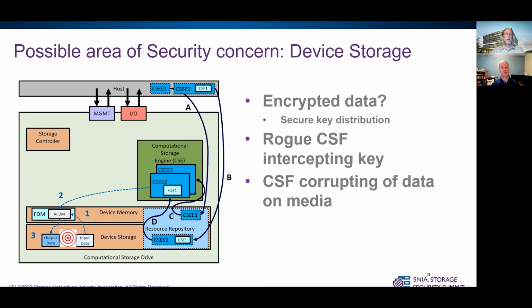So the final thing is the potential for a CSF to corrupt data on the media. And this may be intentional corruption, or this may be accidental corruption due to programming errors, etc. But there is an issue that we need to look at. What are the security implications to prevent a CSF from corrupting data on the media?